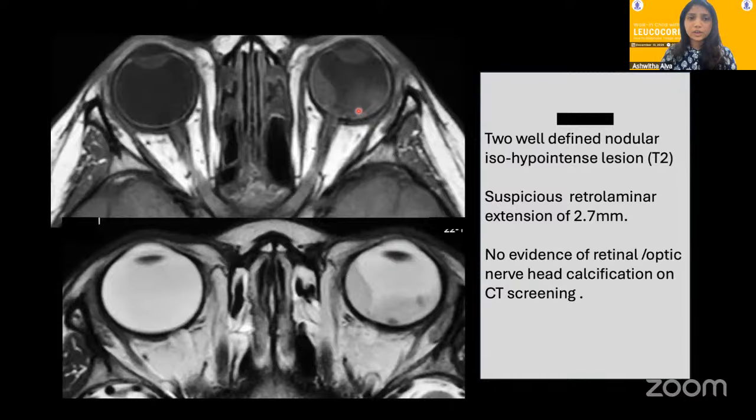On the MRI scan, the T1 showed a hyperintense lesion and T2 showed two well-defined nodular iso to hypointense lesions. The radiologist also suspected a retrolaminal extension of 2.7 mm. There was no evidence of retinal or optic nerve head calcification on CT screening. So the radiologist expressed to us his concern regarding the possibility of retinoblastoma as well.